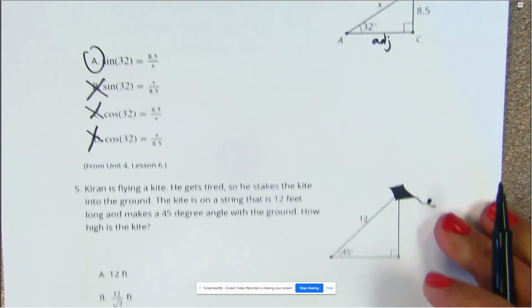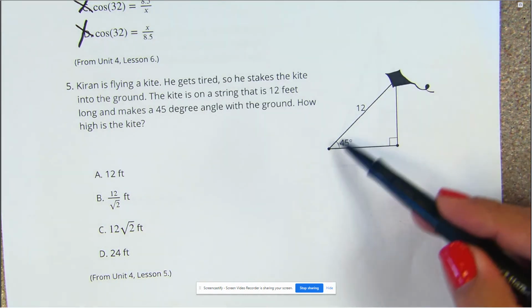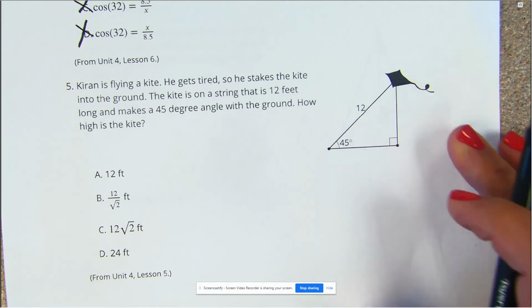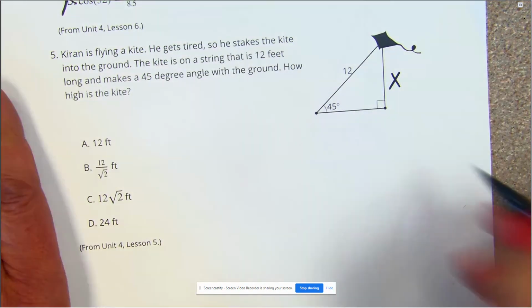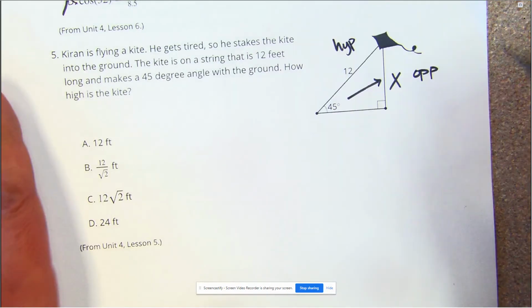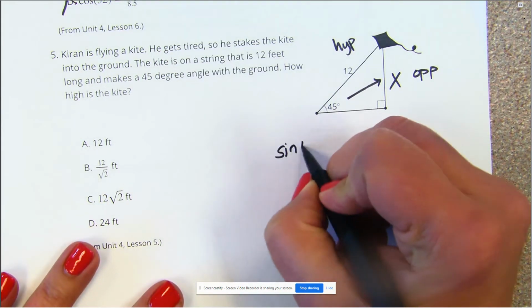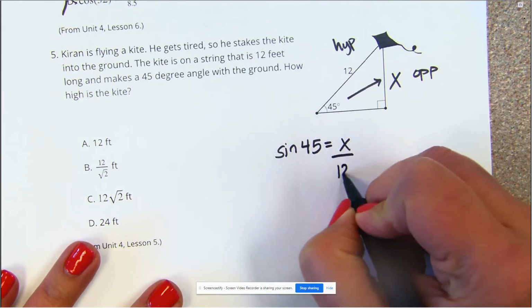Kieran is flying a kite. He gets tired, so he stakes the kite into the ground. The kite is on a string that is 12 feet long and makes a 45-degree angle with the ground. How high is the kite? Okay, so now notice the answers are in radical form, but we can work around that. So they want to know this. That's opposite. That's hypotenuse. Which trig ratio uses opposite and hypotenuse? Sine. The sine of 45 is opposite over hypotenuse.